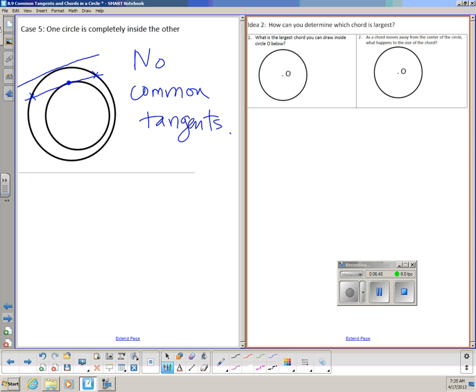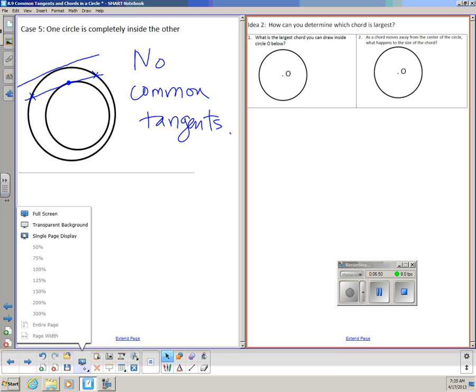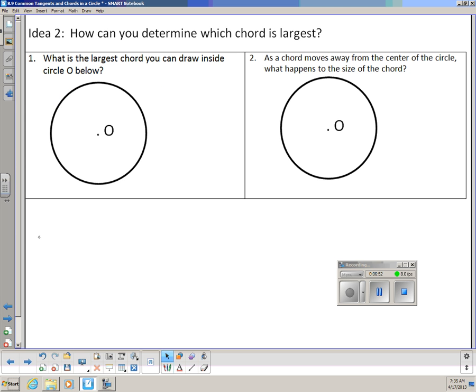All right, idea number 2 is different. Has really nothing to do with idea number 1. It says, how can you determine which chord is largest? In question 1, I said, what is the largest chord you can draw inside circle O below? So I would like you to try to come up with the largest chord that you could draw inside that circle. And there are many largest chords. They're all the same. So pause the video and try to come up with the largest chord you can draw inside that circle.